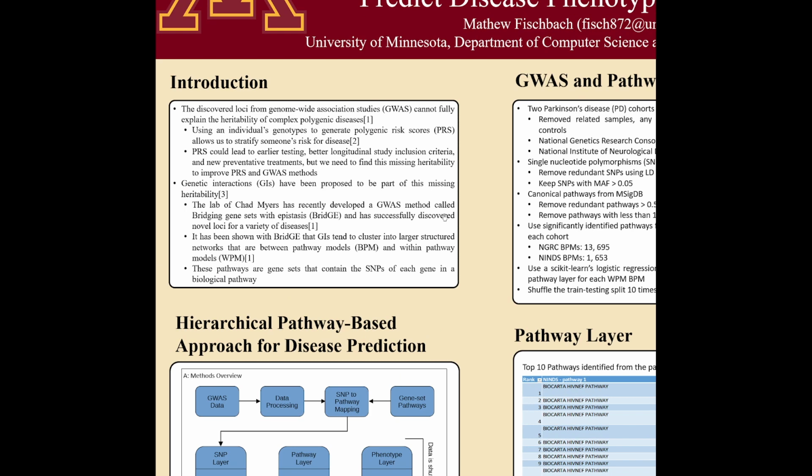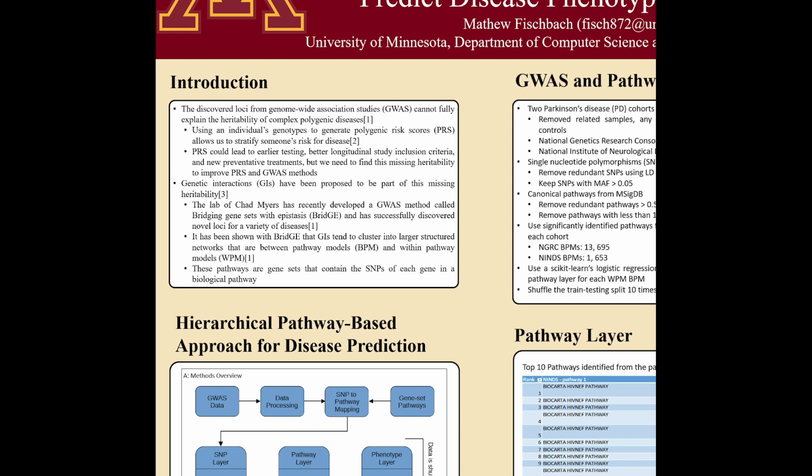Of the many discovered risk loci from genome-wide association studies, we still cannot fully explain the heritability of many complex polygenic diseases with these known loci. It's thought that the genetic interactions could be part of this missing heritability.